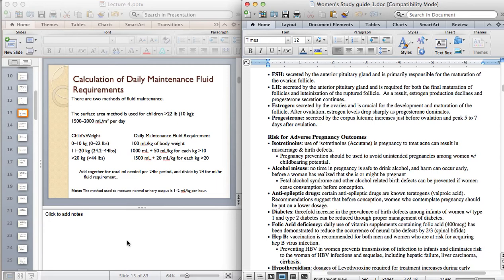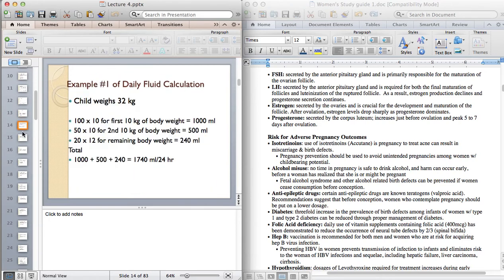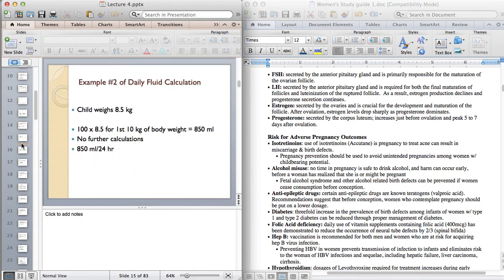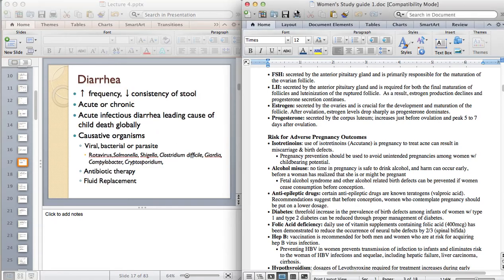So, example number 2, the child weighs only 8.5 kilograms. Again, by that calculation, we're just doing our first 10 kilograms. We'll just multiply that by 100 and we get our 850 ml, again, over 24 hours. And then, if our child weighs 14 kilograms, again we're doing the same thing. First 10, we are running at 100. The second, we're doing at 50. So we get our total amount.